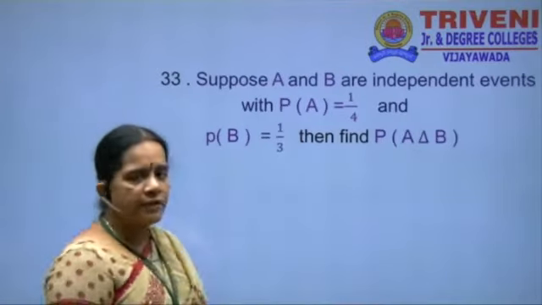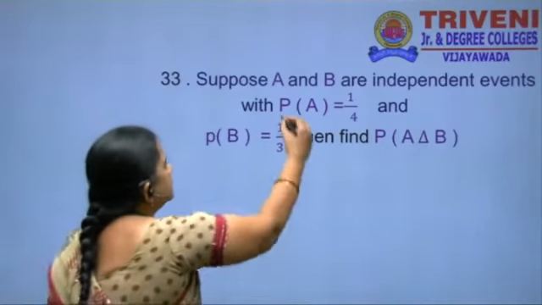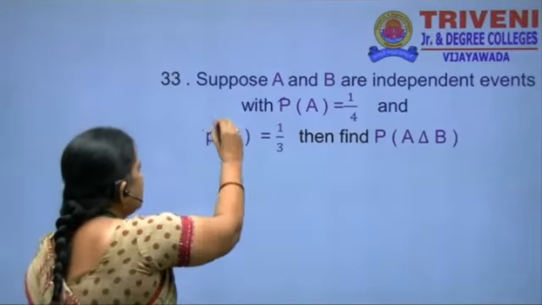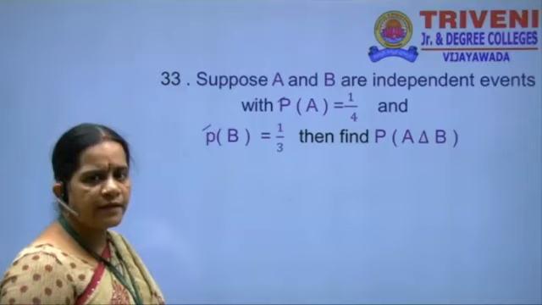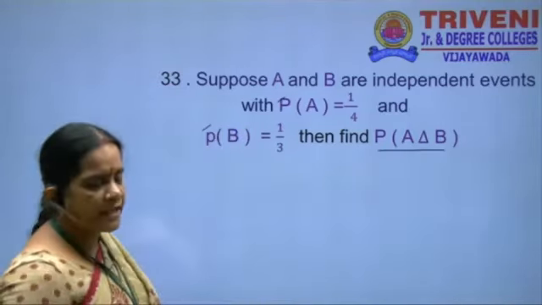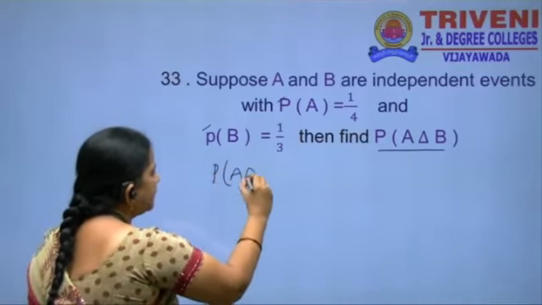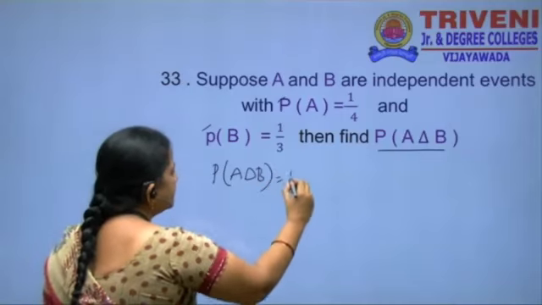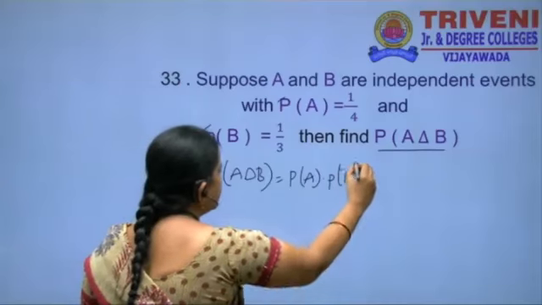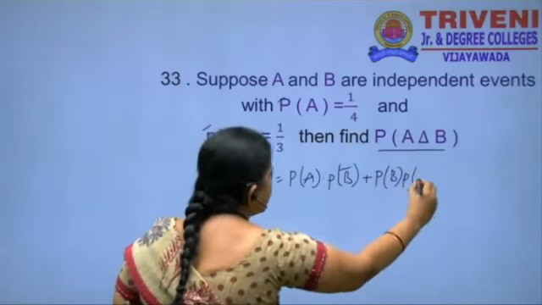They have given two events A and B are independent events, and P of A is equal to 1 by 4 and P of B is equal to 1 by 3. Then find the value of P of A delta B. P of A delta B can be written as P of A into P of B bar plus P of B into P of A bar.